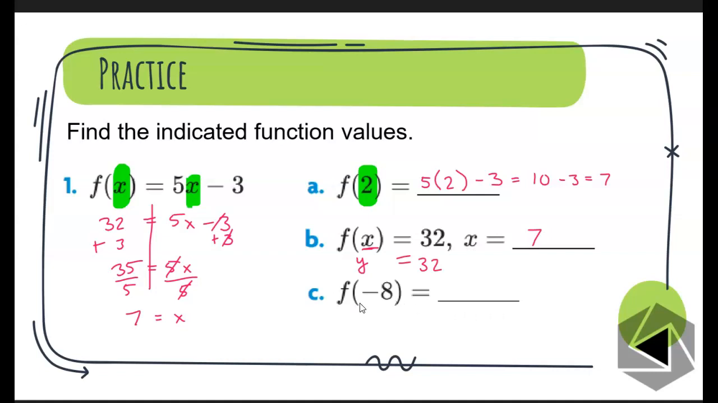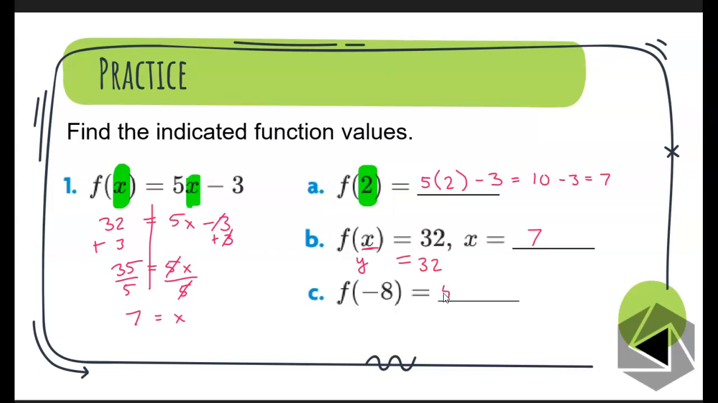And on this third one, look at this and determine, are they giving us an x value or a y value here? Looks like they've given us a negative 8. Is that x or y? This is replacing the x value in f of x, f of negative 8, f of x. So this is our x value. We're looking for y.